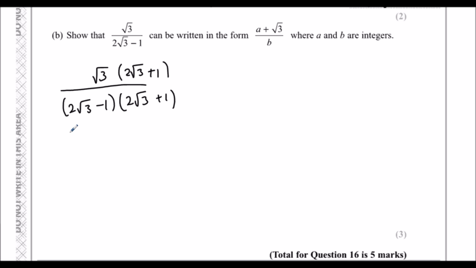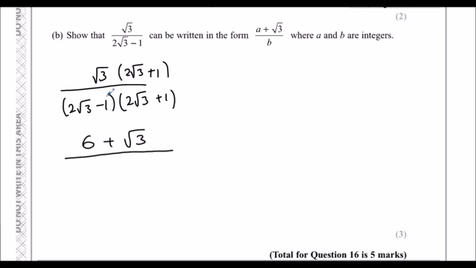And I'll show you that as I expand it. So for the top, I'm going to expand this bracket. Root 3 times 2 root 3. Root 3 times root 3 is 3. 2 3s are 6. Root 3 times 1 is just root 3.